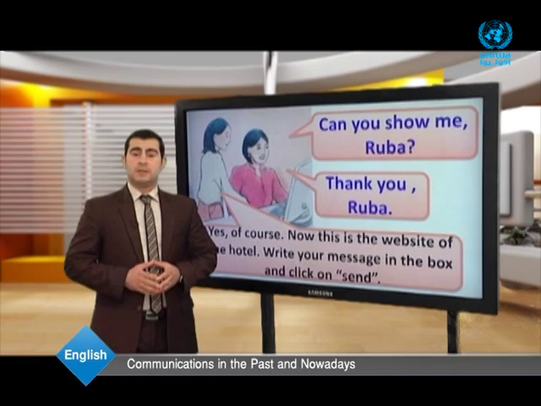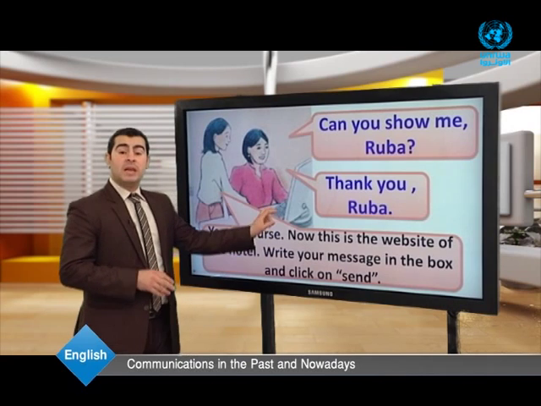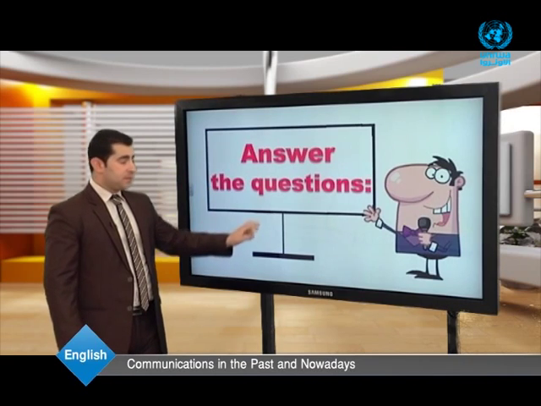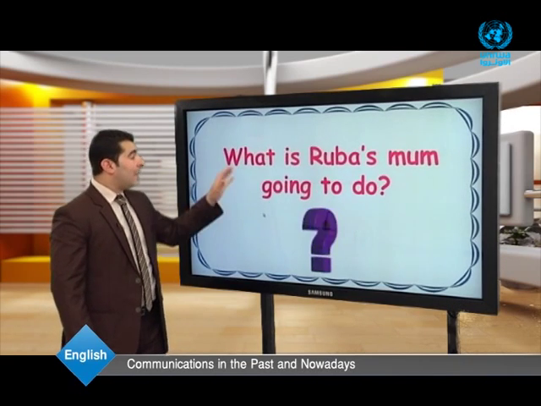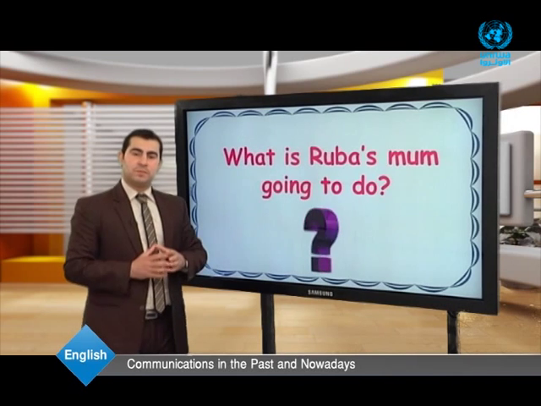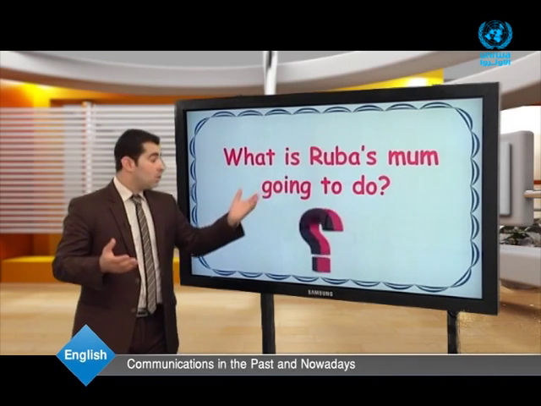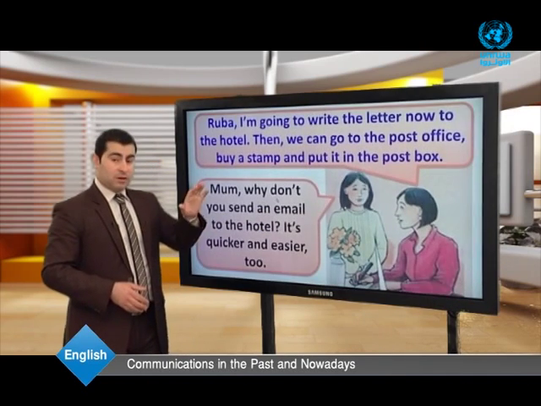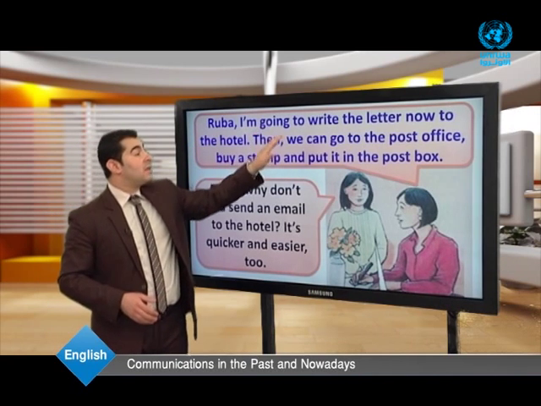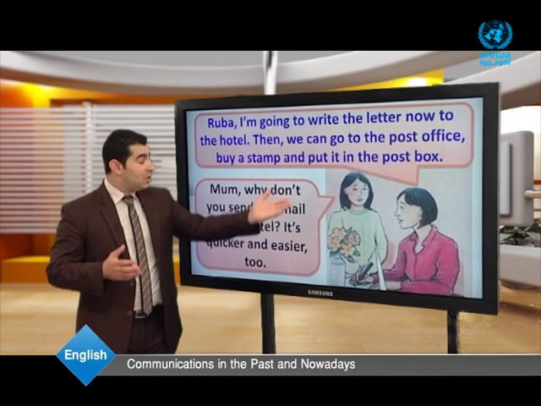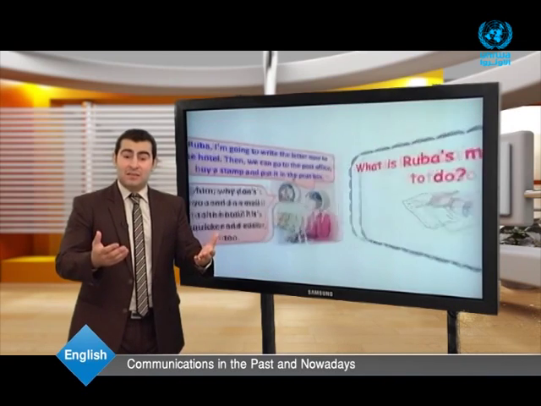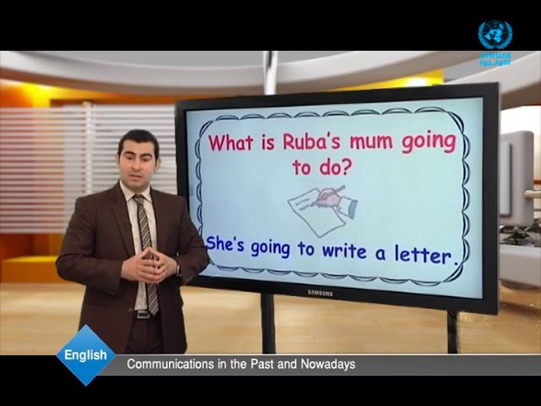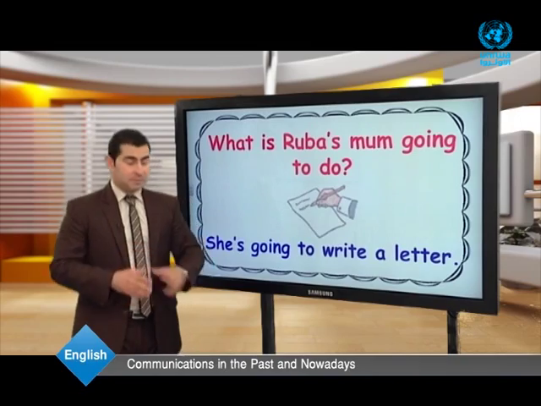Thank you, Ruba. Thank you very much, dear students. And now let's answer questions about this dialogue. Answer the questions. The first one, what is Ruba's mom going to do? Again, what is Ruba's mom going to do? She's going to, look, I'm going to write the letter now to the hotel. So she says that she's going to write, very good, a letter. So she's going to write a letter to the hotel.